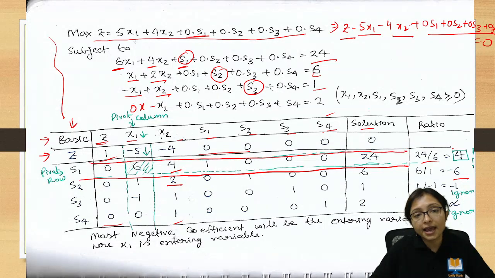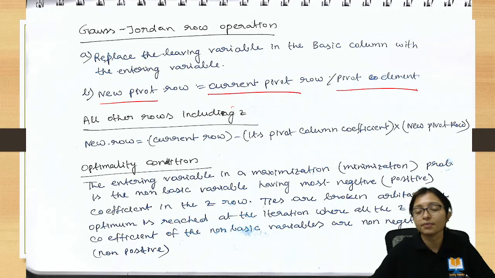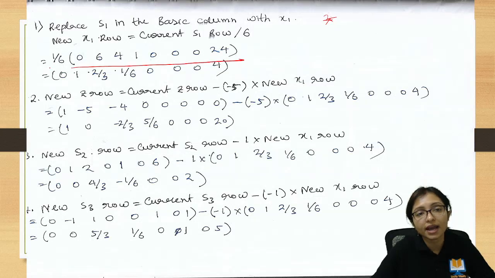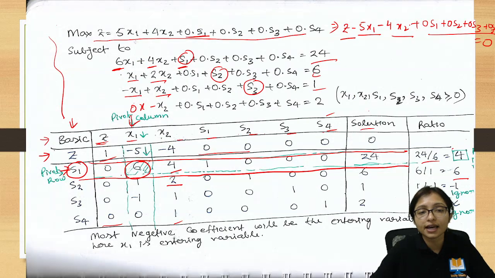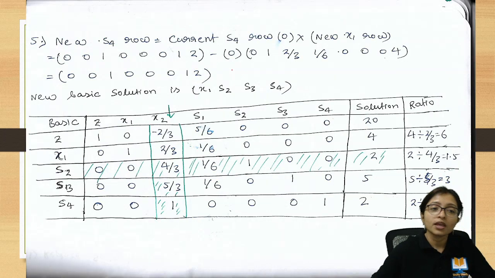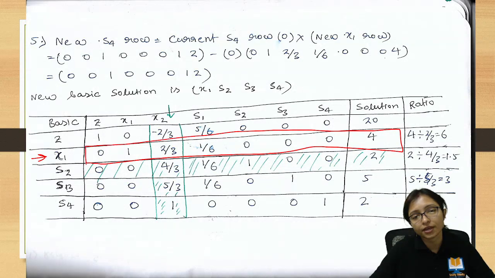Okay, meaning x1 is going to enter in the place of s1. What I will do, this pivot row we are going to divide by 6. That is the formula: new pivot row equals current pivot row divided by pivot element. That's why you are dividing the total row by 6. Just simply divide the complete row by 6. You will get the new pivot row 0, 1, 2 by 3, 1 by 6 and 0, 0 and 4. You are putting this as the new pivot row.